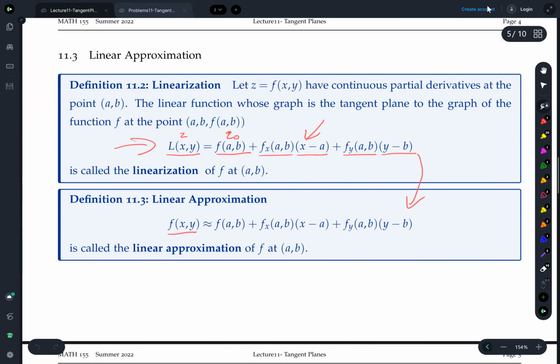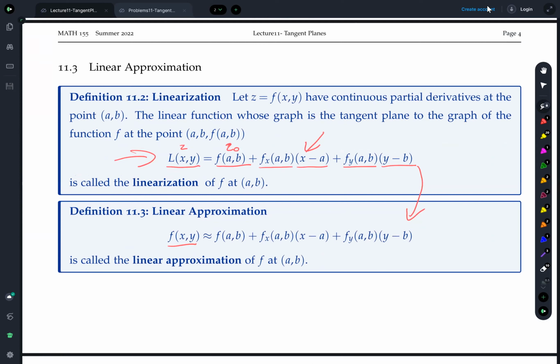Before we can do a linear approximation, we need to do something called a linearization. All this is saying is that if we have some function that has continuous partial derivatives at some point, then we can approximate that function, even if it's some really horrible nonlinear function. If we're close to that point, we can approximate it using our tangent plane. That's all this is saying.